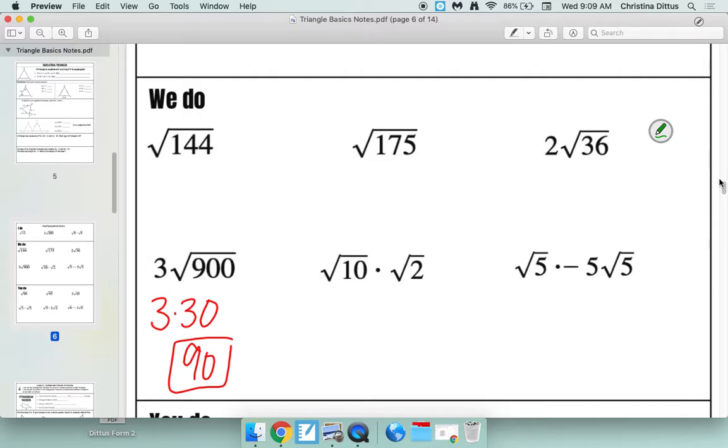Here I got 10 times 2. What's 10 times 2? So I have the square root of 20. Can I break square root of 20 down into perfect squares? Yeah, 4 and 5. What am I going to pull out? A 2. Good. Because square root of 4 is 2. So 2 square roots of 5.